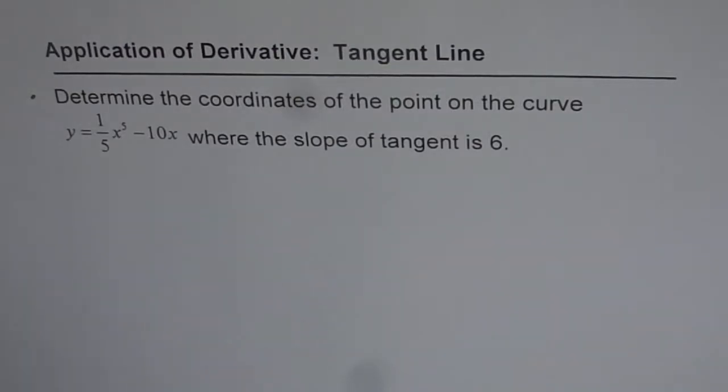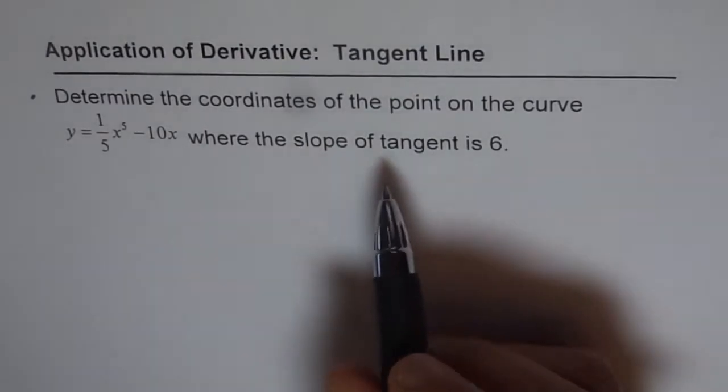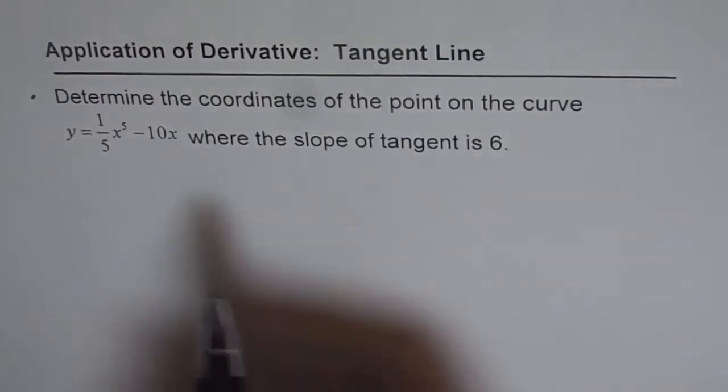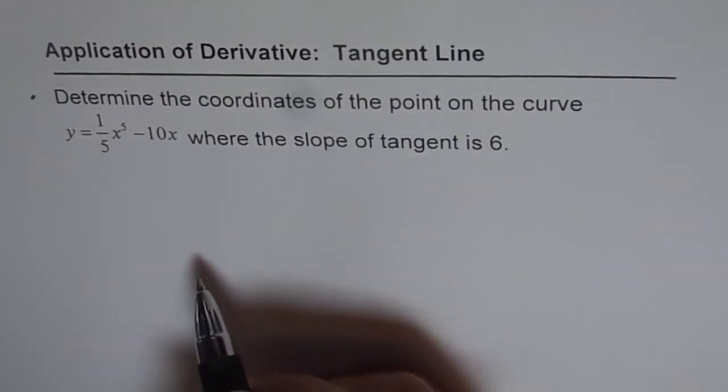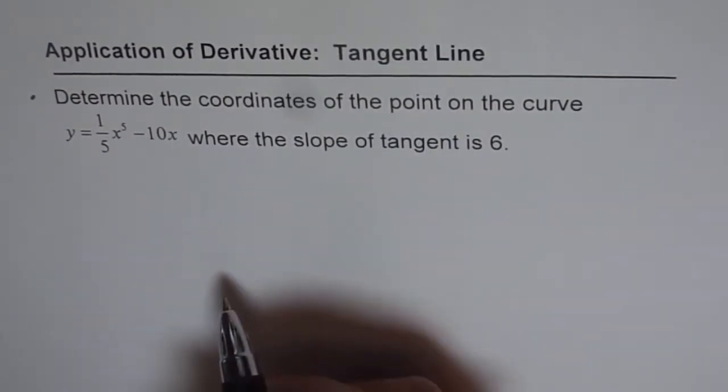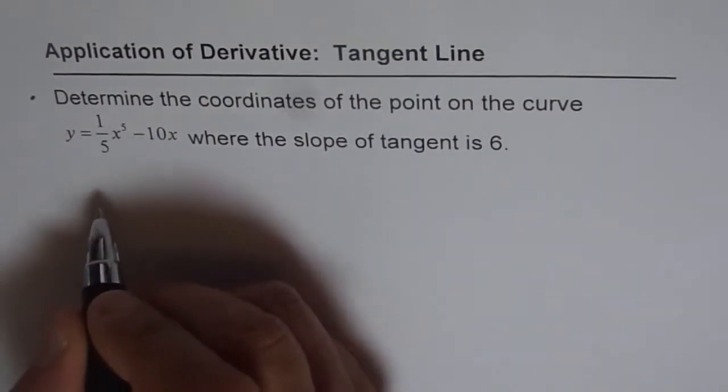Now in this question, we are given the slope of the tangent. That means we are given the derivative, and we have to find the points on this curve at which the tangent will have a slope of 6. So that is how you need to understand the question. And now let's find the derivative.